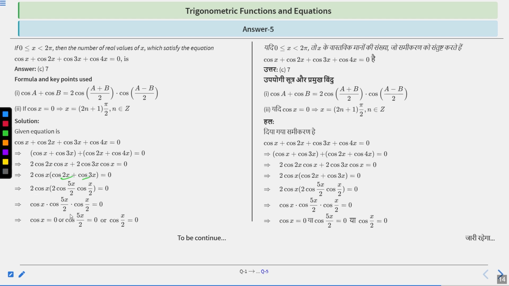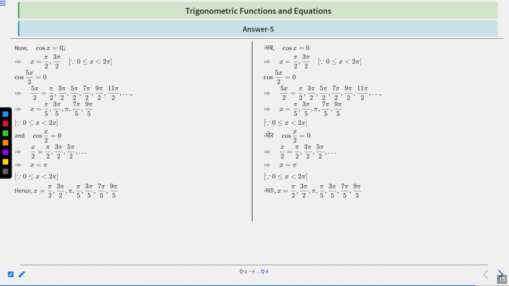Now we have cos x, the 2 and 2 will go on the other side, and we are left with cos x into cos 5x by 2 into cos x by 2 is equal to 0. Therefore, cos x equal to 0 or cos 5x by 2 equal to 0 or cos x by 2 is equal to 0. Clear?